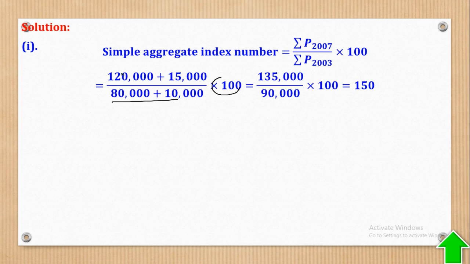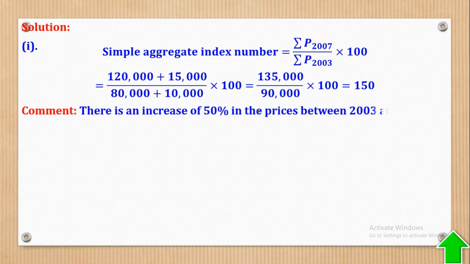Okay, now when I add the prices in the numerator, I'll come up with this. Prices in the denominator, I'll come up with this. Then when I simplify the whole of this using a calculator, I'll come up with 150, and that would be our simple aggregate index number, or simple aggregate price index. But they also told us to comment. Now to comment, that is where the percentage sign comes in.